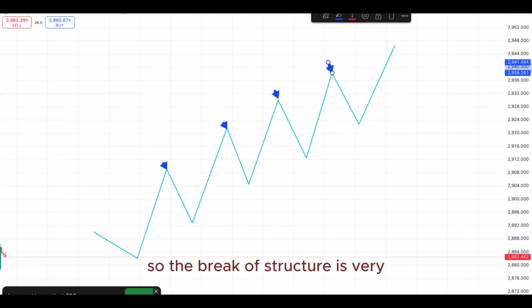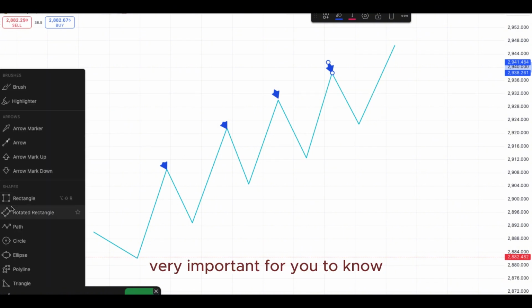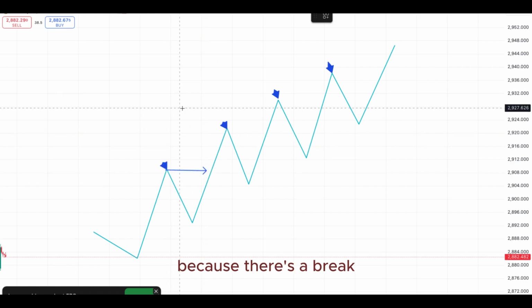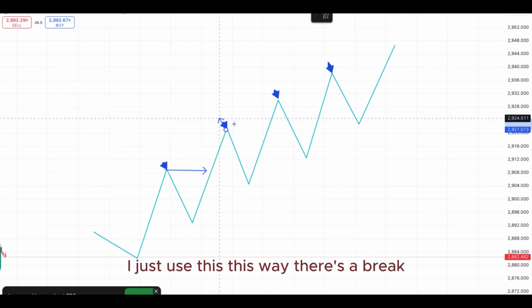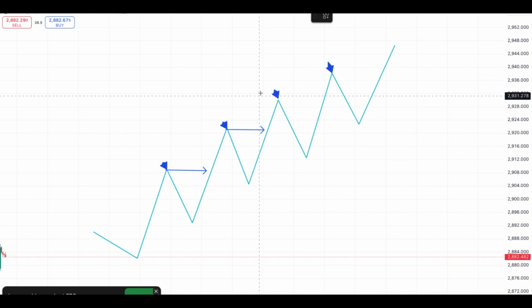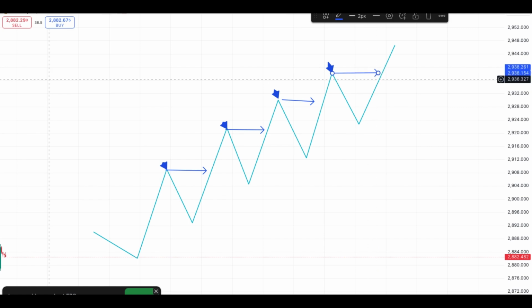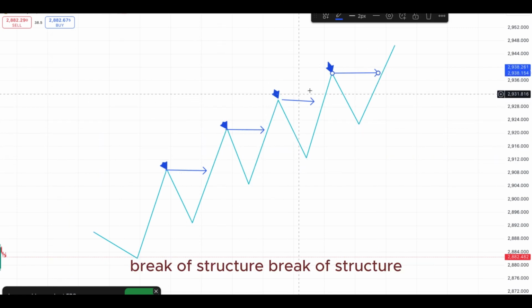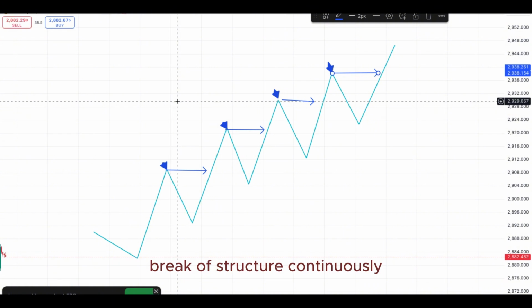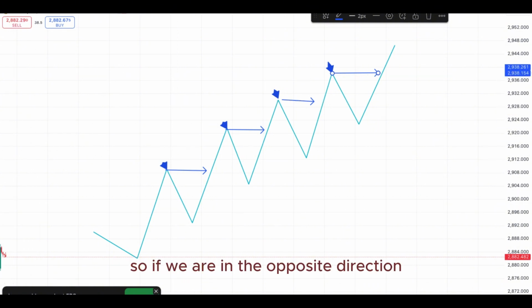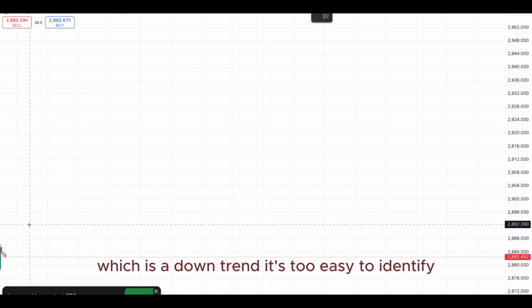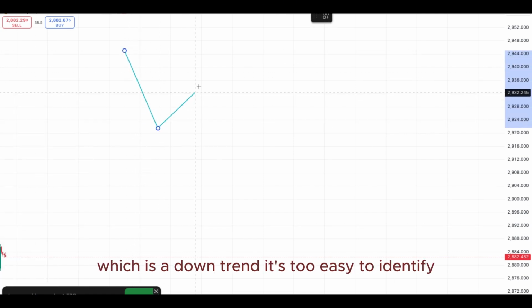So the break of structure is very important for you to know if you are trading in the market, because it's a break. You have break of structure, break of structure, break of structure continuously, because we're in the uptrend. If we are in the opposite direction, which is a downtrend, it's still easy to identify.